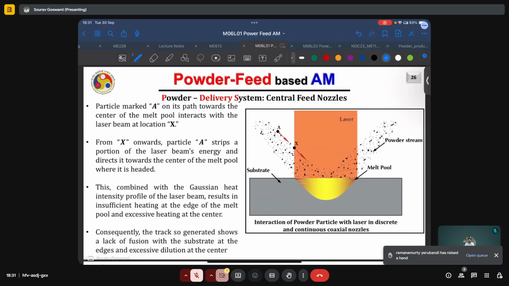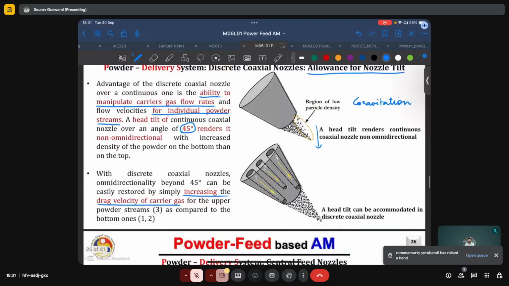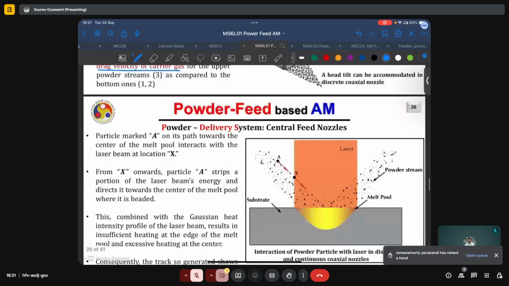In which case, especially for those robots, the deposition head itself is tilted and may easily exceed angles such as the 45-degree mentioned here. And thus, while printing such structures, if you want to maintain omnidirectionality, it will be very difficult to achieve with just a single coaxial nozzle.